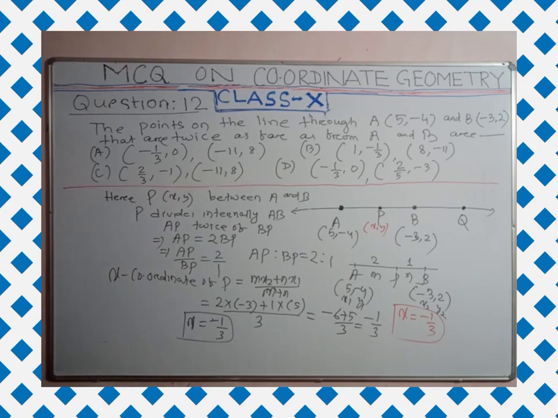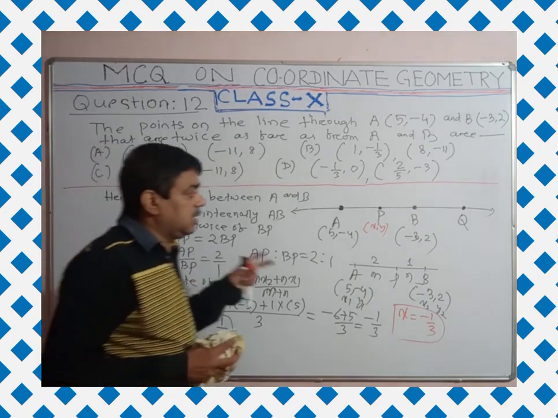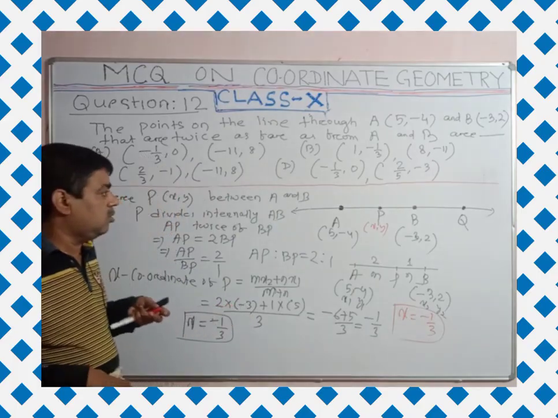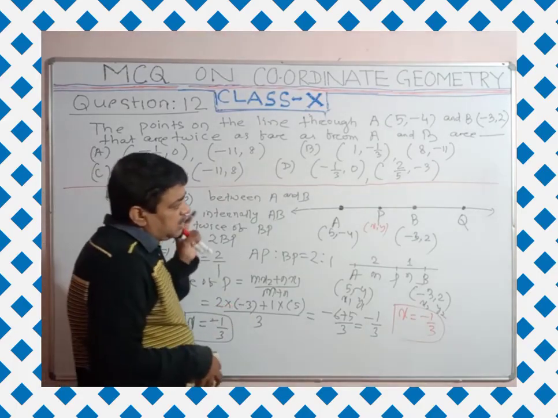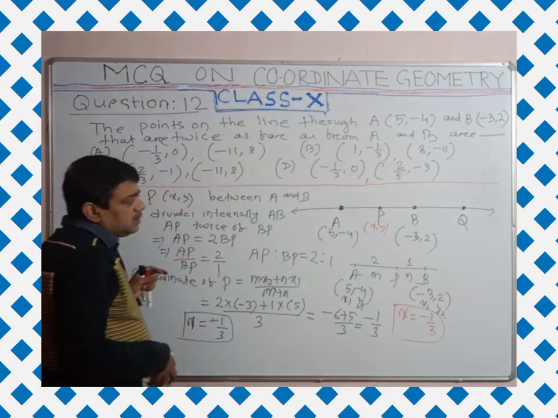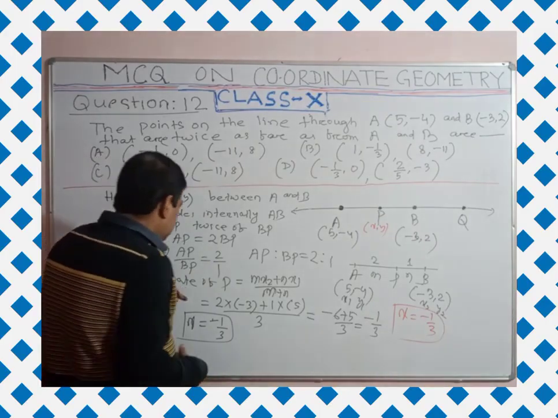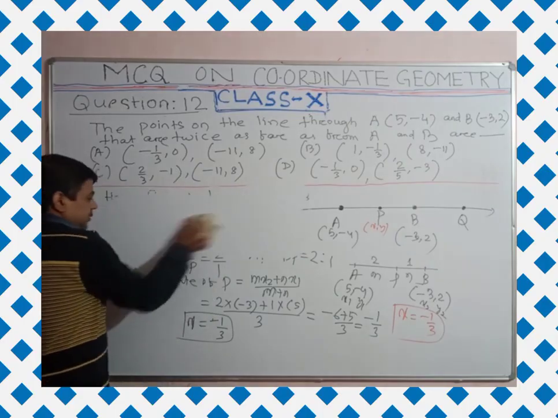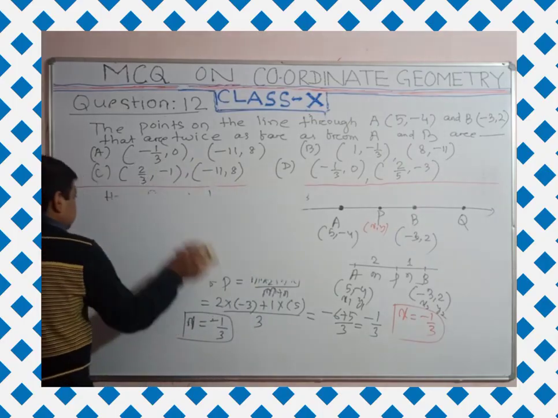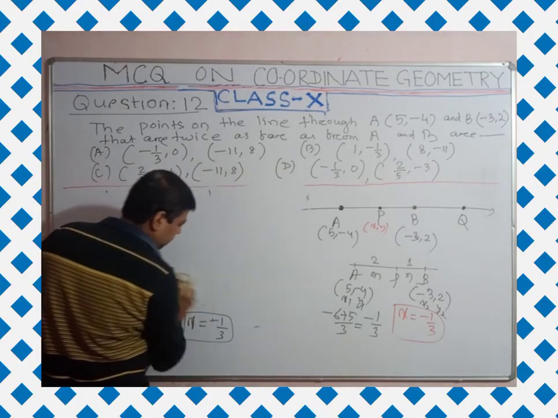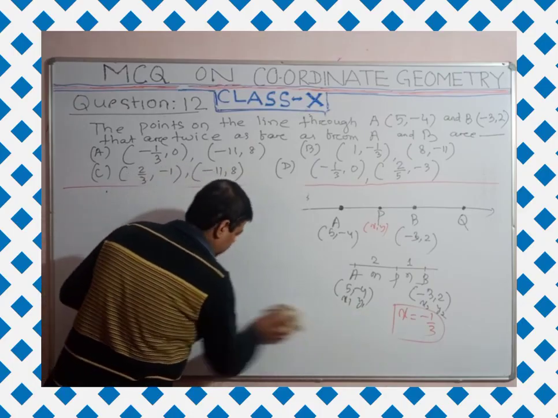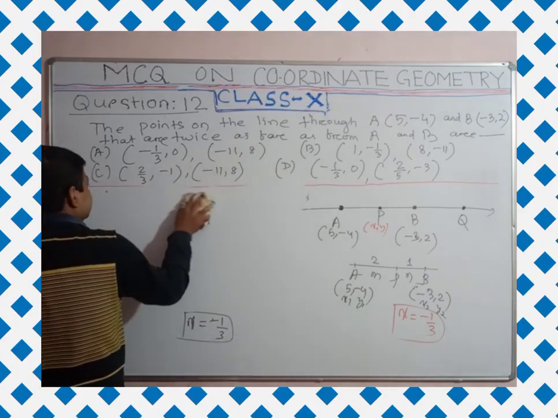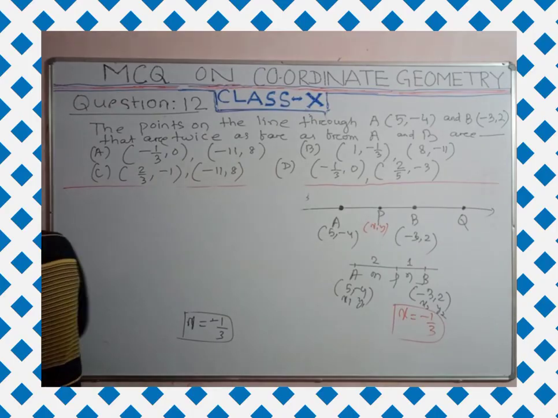So there are two such points. One point lies internally, another point lies externally. So two points lie on the line passing through the points A and B. Is it clear? Okay. Next, let's see the y coordinate of the point P.